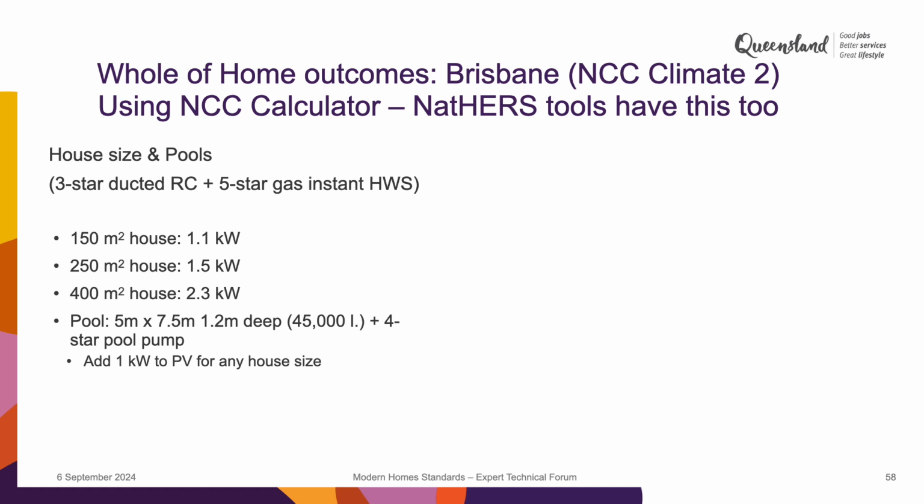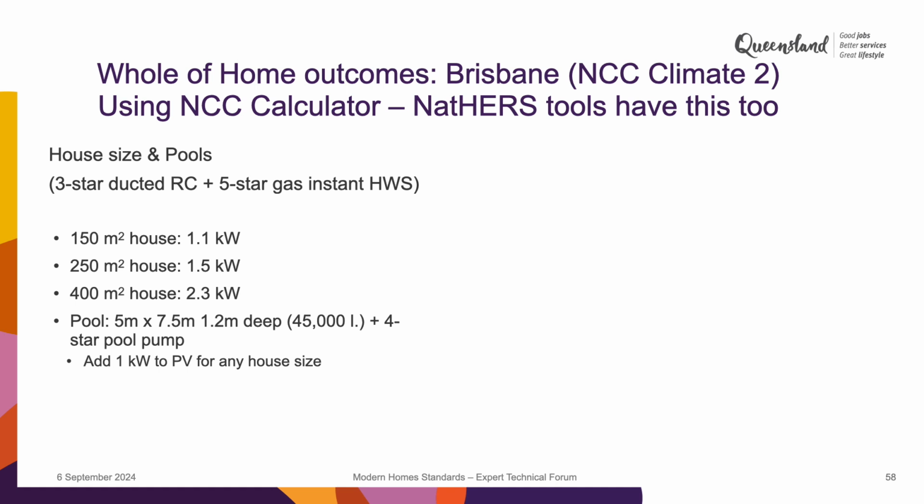Couple of little things now just on the whole of home outcomes. I looked at, in Brisbane, a 150, 250 and a 400 square metre house with a 3-star ducted reverse cycle and a 5-star gas instantaneous hot water system, and said, well, how much PV would you need? And as the house gets a bit bigger, you need more, but they're still all under 3. No one puts in less than 3. So if you have 3 kilowatts of PV, you can pretty much have any size, any efficiency of appliance that you like in Brisbane.